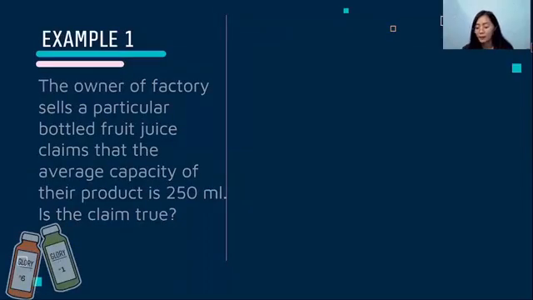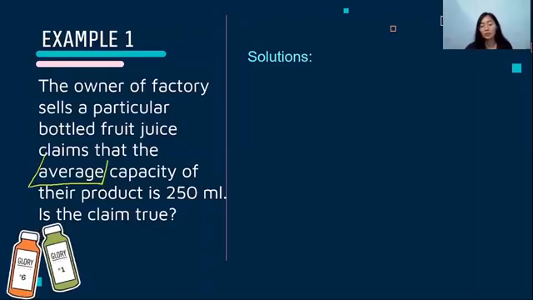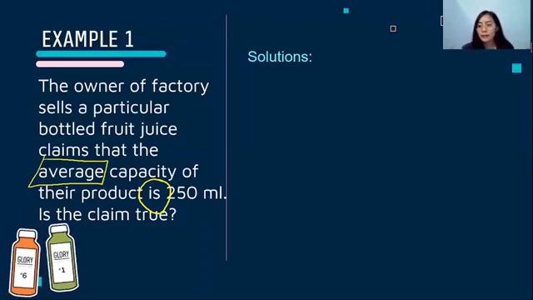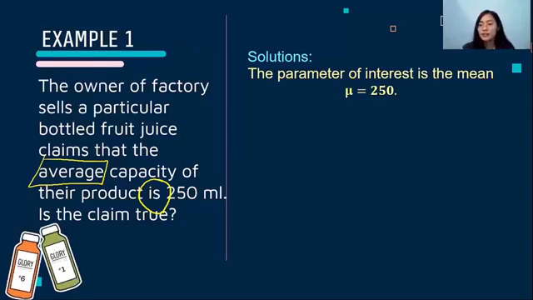Let me read the problem. The owner of a factory that sells a particular bottled fruit juice claims that the average capacity of their product is 250 ml. Is the claim true? Right? So the first thing to do here is to identify our parameter. Since our given problem uses the words average and is, that indicates an equal sign. We can say that our parameter of interest is the mean, or mu, is equal to 250. With this parameter, we can now formulate our null and alternative hypotheses. Let's have first the null hypothesis.